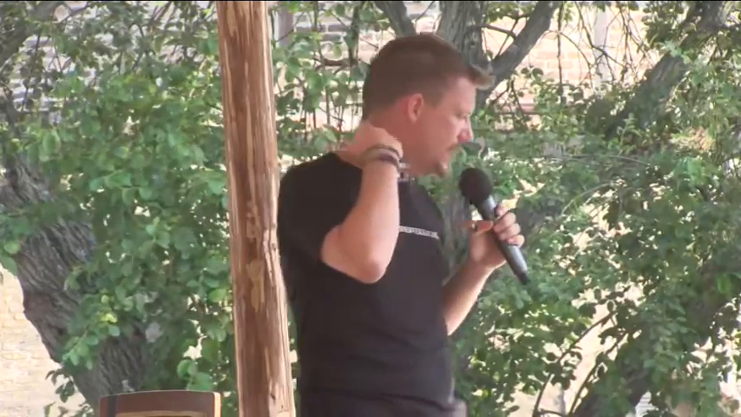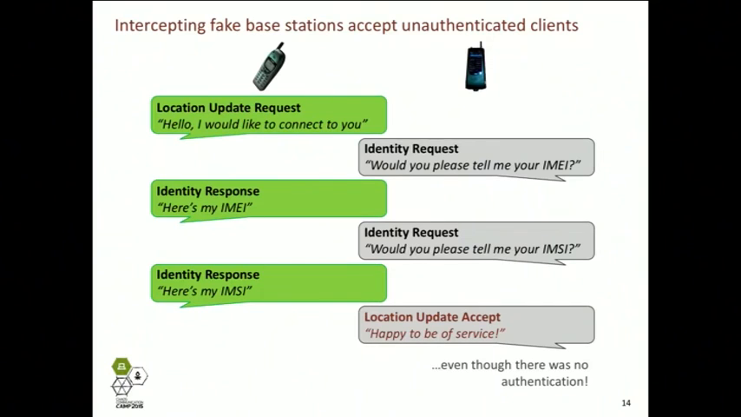In an intercepting fake base station, you don't have the authentication part because the network, the fake network, is not able to do the authentication. And it's also not able to do encryption. In fact, it doesn't even want to do encryption. So you would connect, you would do your location update request and say, hello, I would like to connect to this cell. The cell says, well, that's beautiful.